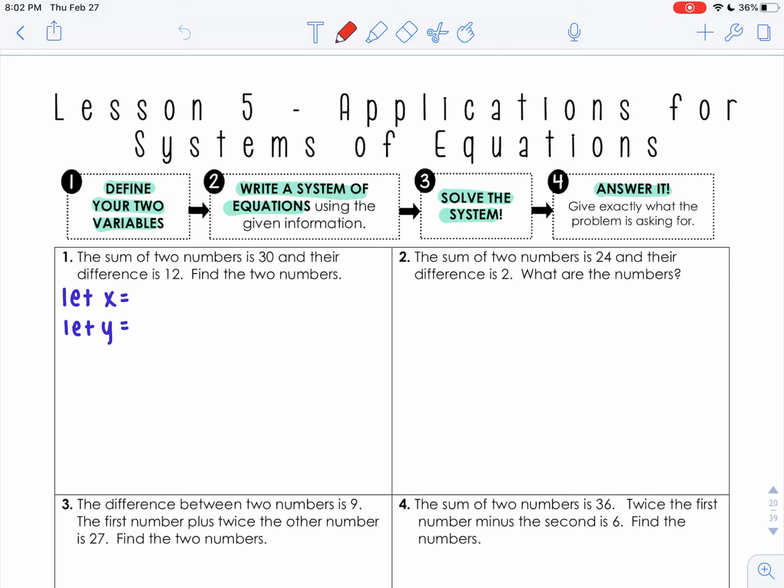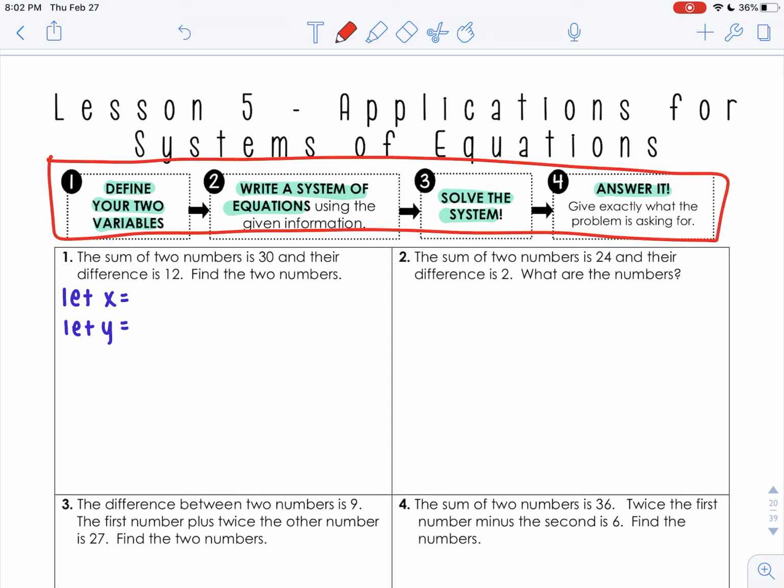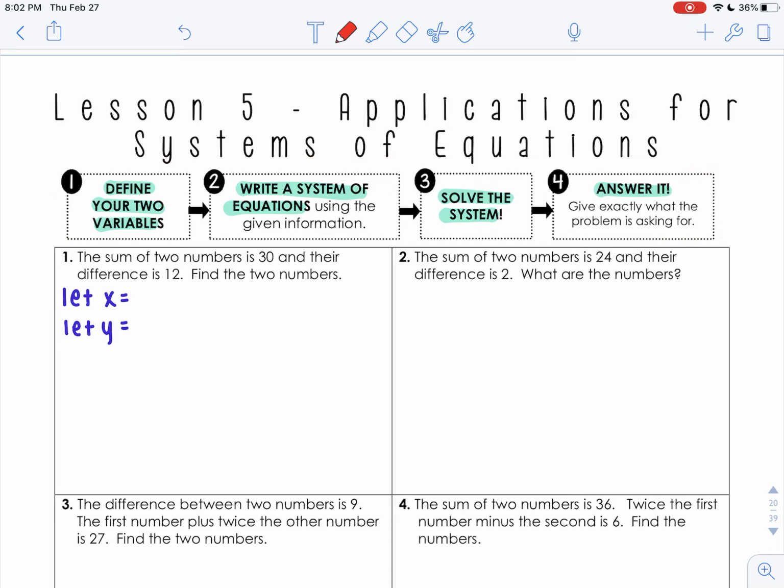Okay, so today's lesson is on applications for systems of equations. These are the 4 steps right here that we're going to look at. The first thing, we're going to define our variables, and then write a system of equations, solve, and then answer.